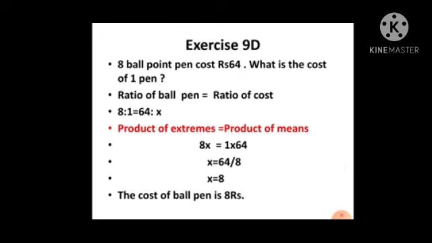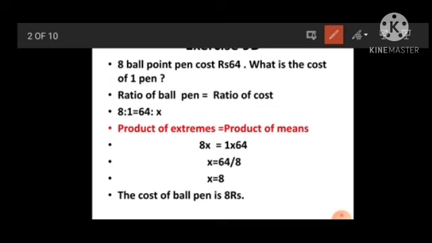So product of extremes is first and fourth term, 8x, equal to second and third term, the product of means, 1 multiplied by 64. So 64 ones are 64. x is equal to 64 divided by 8. 8 ones are 8, 8 eights are 64. So x equal to 8. So the cost of one ball pen is rupees 8.